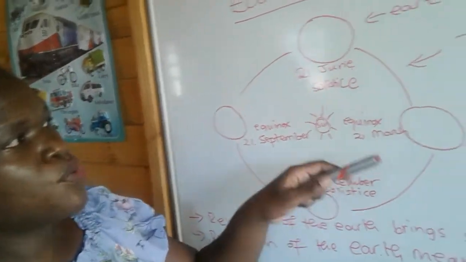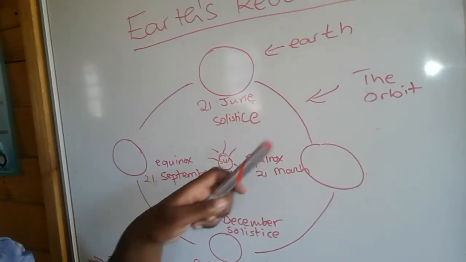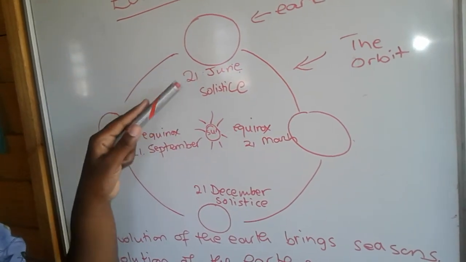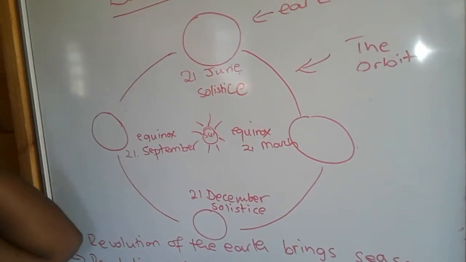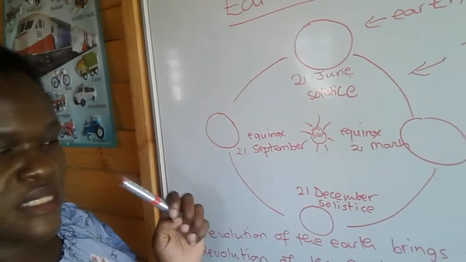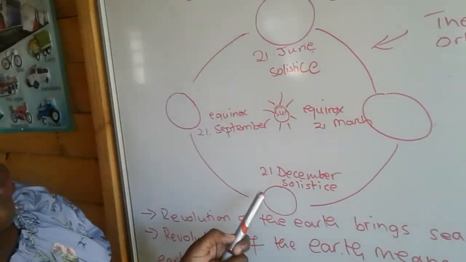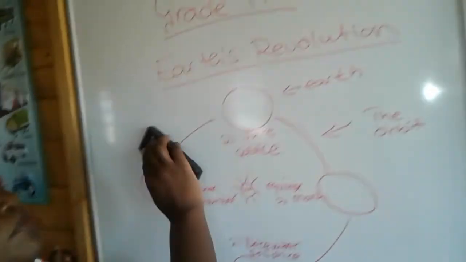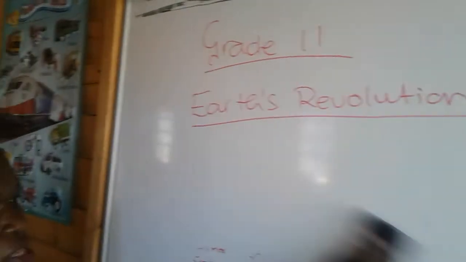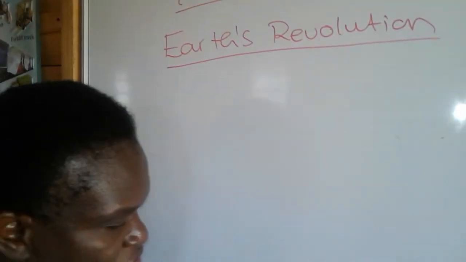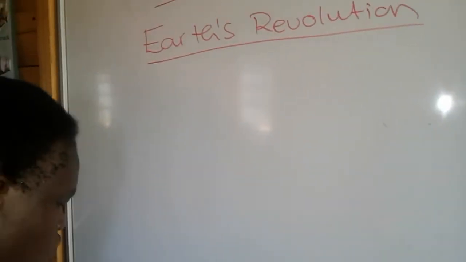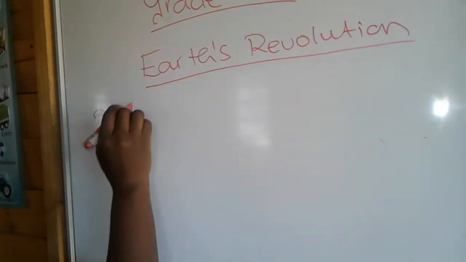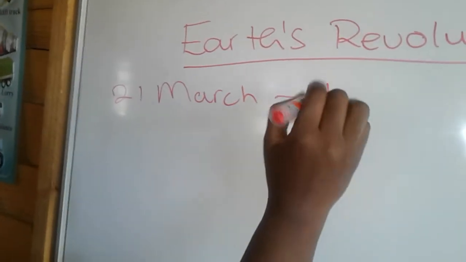So I'm going to start with 21 March, and the diagram is very clear. We first come from 21 March, the equinox, we go to the solstice for 21 June, we also go to the equinox for 21 September, and then 21 December, it makes one complete revolution. So I'm now going to explain in detail what happens at the equinoxes during the year. We are going to start with 21 March. That's our first equinox.